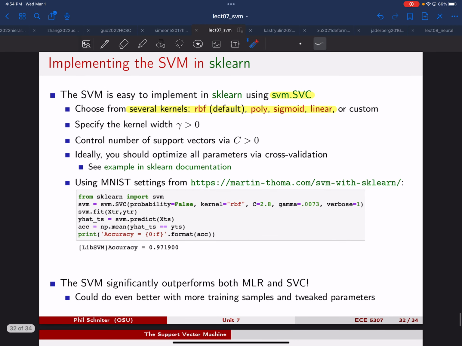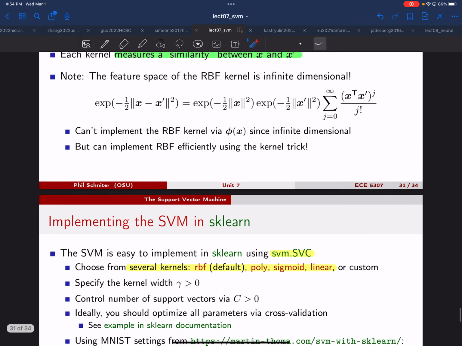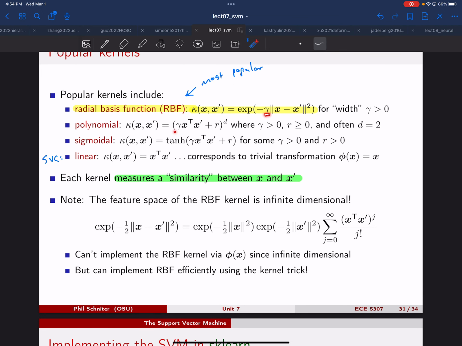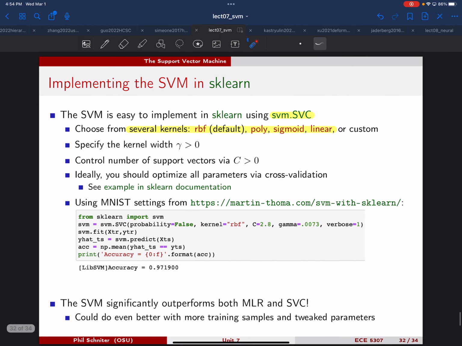Oops, sorry. You have to tell it the kernel width. All these kernels tend to have a width here. So that kernel width is typically an important parameter to choose. If you don't choose it right, this all doesn't work very well. You also, as always with the SVC, have to specify this C number, which controls the number of support vectors. And in this case, these two things have to be optimized together because they interact with each other. So as always, we want to optimize this stuff with cross-validation.